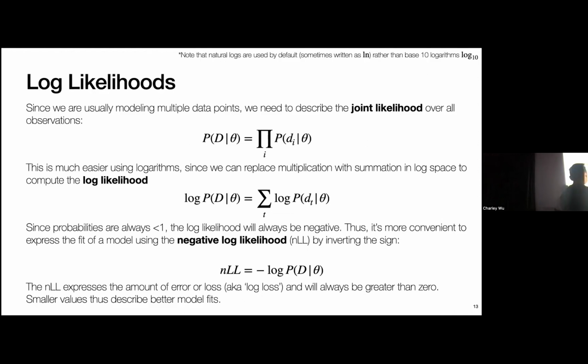Thus it's more convenient to express the fit of a model using the negative log likelihood. We simply invert the sign. What we get is a positive number that expresses the amount of error or loss that we get from the model, right? So we assume a specific set of parameters, theta, and then we compute the negative log likelihood of the data under those parameters. This captures how much loss there is for those parameters. We want to find a set of parameters where this loss is as small as possible, okay? So smaller values describe better model fits.